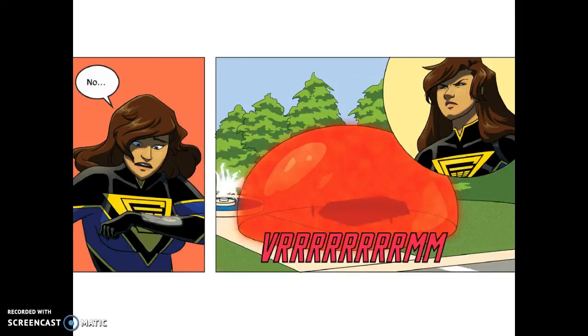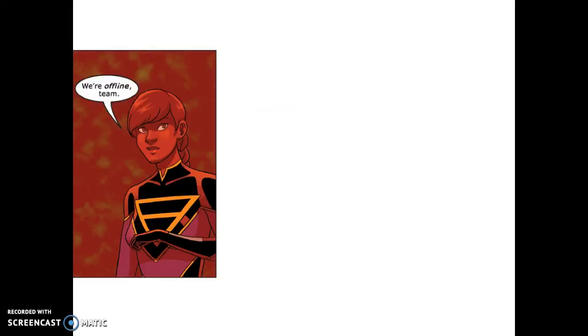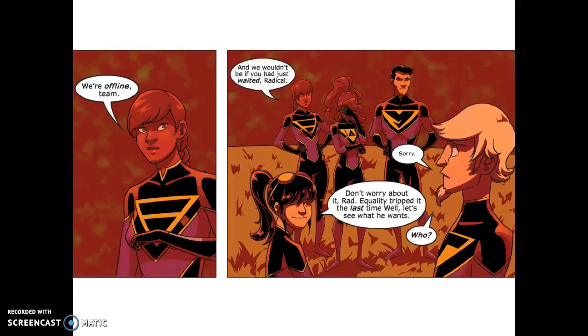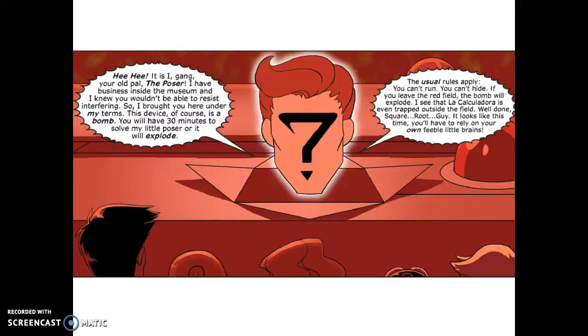And that then separates the team from La Calculadora, who's trapped outside this weird red force field, and brings us to our problem. They're offline, inside, cut off from communication from their leader, and they blame Radical, of course, but this is not the first time that they've faced this particular villain, and so he's revealed. This is the Poser, and he gives them a little problem that the students will have to solve. It's sort of like what happened in Die Hard with a Vengeance, although hopefully your kids haven't seen it since it's rated R. But there's a trap, and they have to solve the puzzle to get out of the trap.